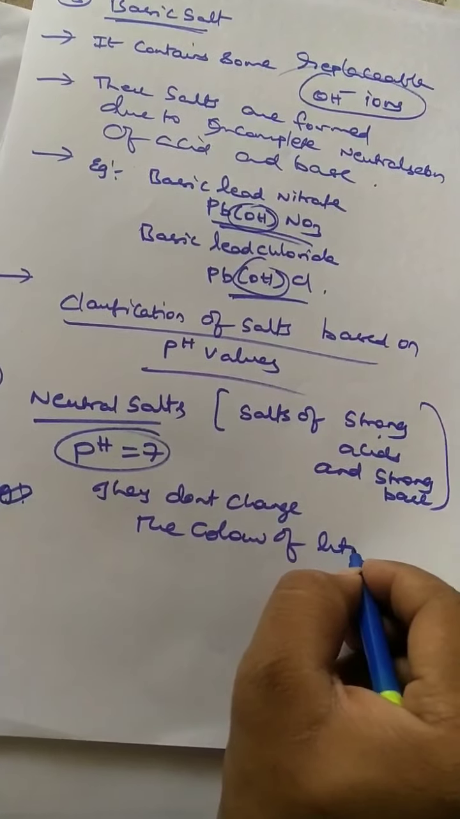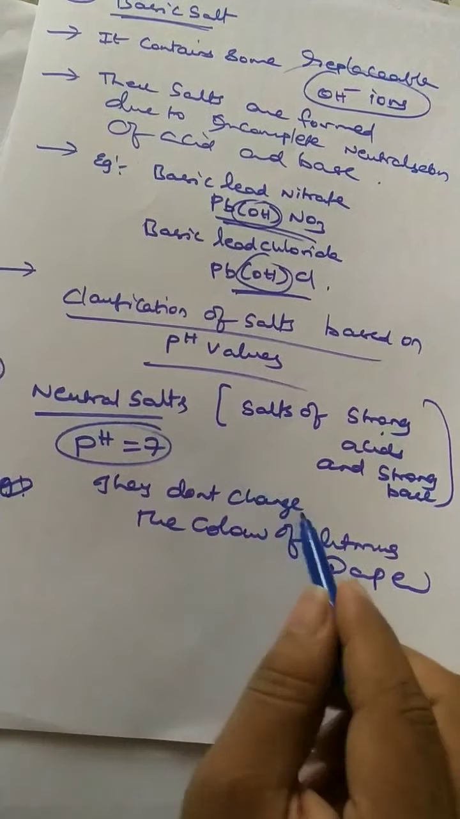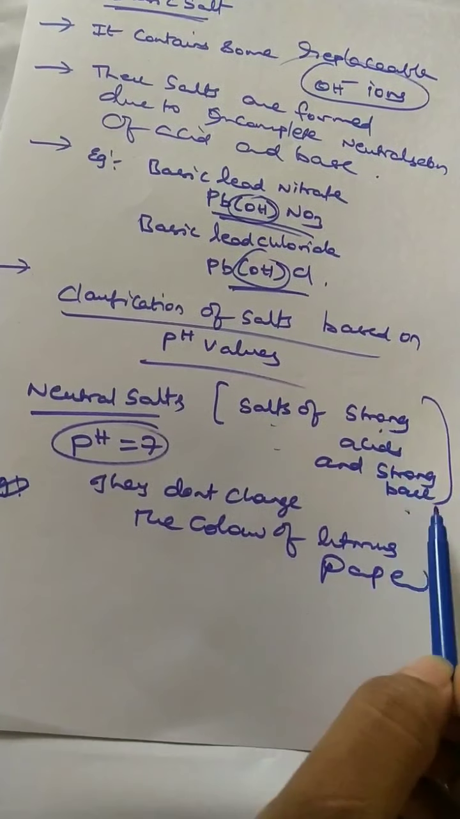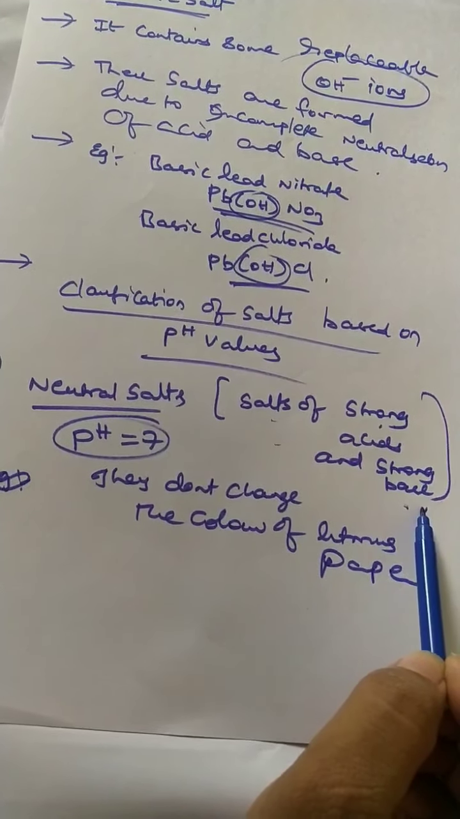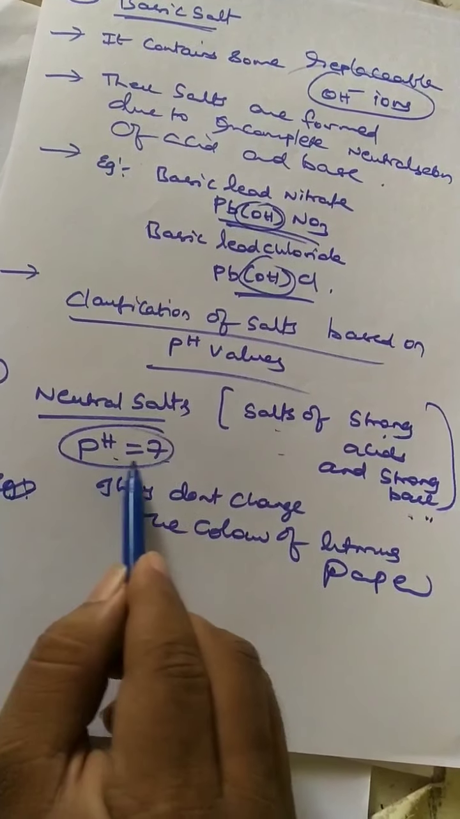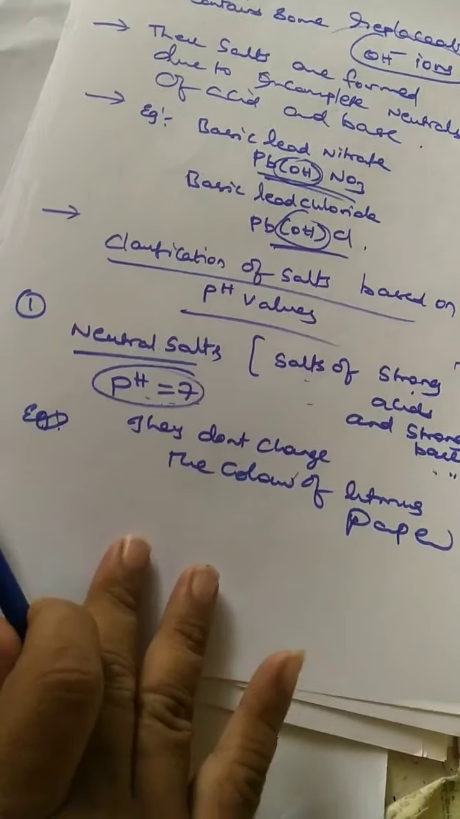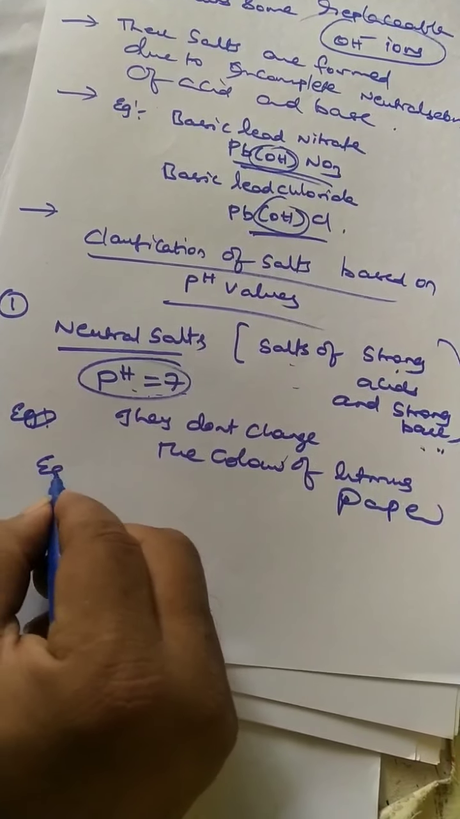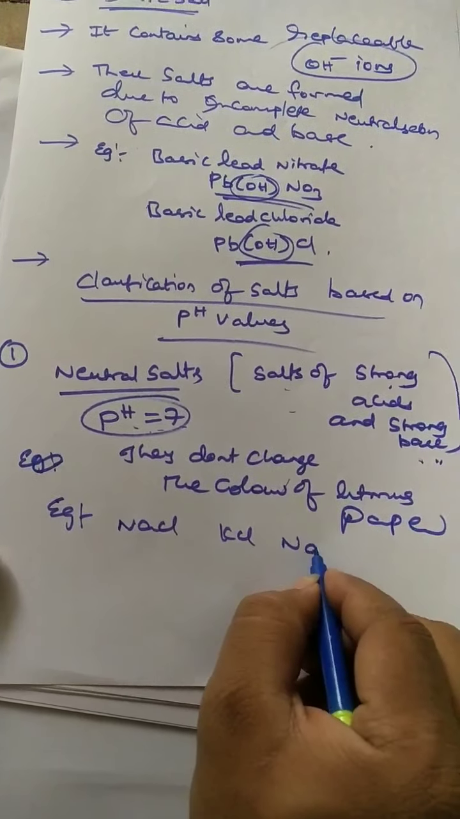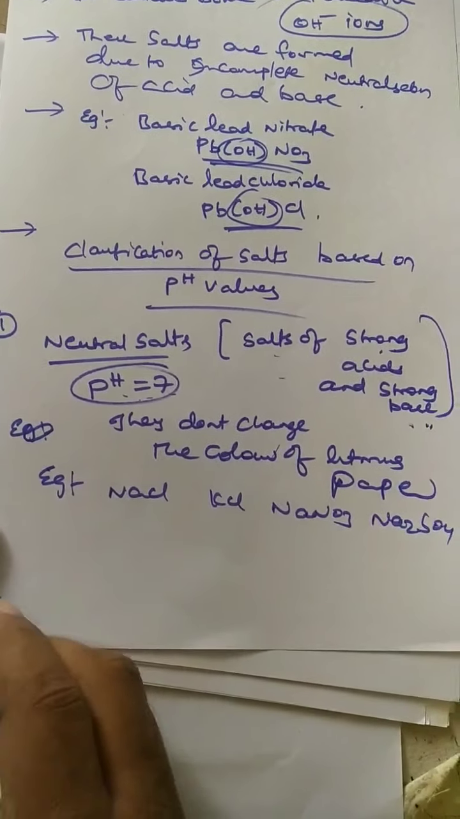So three points you have to remember, students. Neutral salts are the salts of strong acids and strong bases. When a strong acid is treated with a strong base, neutral salt is formed, so complete neutralization takes place. The pH value will always be equal to 7 for these salts, and these salts don't change the color of litmus paper. Examples of neutral salts: NaCl, KCl, NaNO3, Na2SO4.